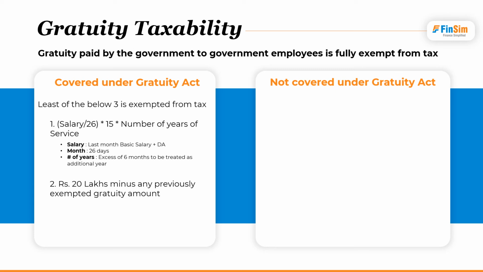Second condition, rupees 20 lakhs. In this condition, if an employee has received gratuity from his previous employers, then rupees 20 lakh will have to be reduced by the amount of exemption claimed earlier. Third condition is the actual gratuity amount received from the employer. In most of the cases, the amount of gratuity which would be exempted would be based on condition number 1.